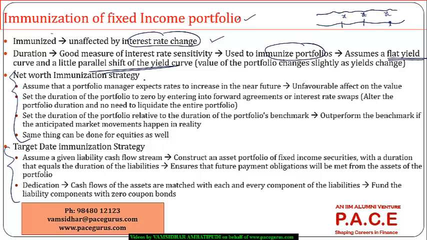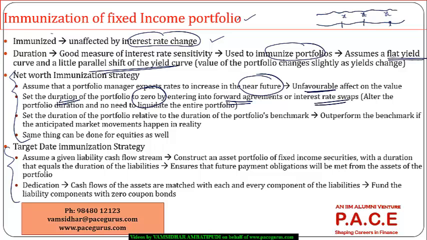We are not going to implement this in R, but just to understand, I assume that the portfolio manager expects the interest rates to increase in the future. So the present value of all the fixed income securities is going to fall. So the value of the bond instruments is going to be much lesser. In that case, the main strategy is to set the duration of the portfolio to 0. Right? The major thing which any portfolio manager will try to work around is set the duration of the portfolio to 0 by getting into a forward agreement or an interest rate swap. So overall duration of the portfolio comes to 0.